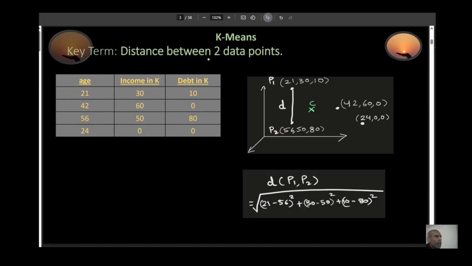Distance. Suppose you have to find the distance between two data points. Let's say my two data points are P1, this one right here, and P2, this point right here. I want to know the distance between these two points. In this case, I'll use the Euclidean distance formula. So the distance between P1 and P2 would be 21 minus 56 whole square, plus 30 minus 50 square, plus 10 minus 80 square, and then you take the square root of the whole expression. This will give you the distance between P1 and P2.